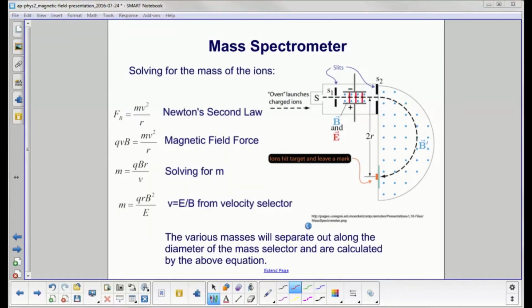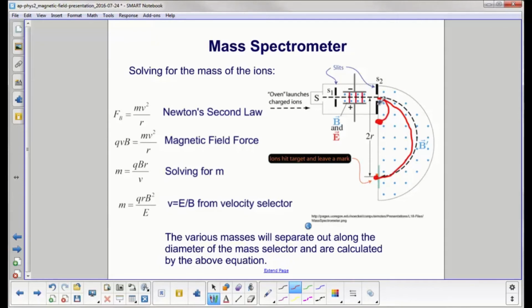Now it's time to solve for the mass of the ions. So let's just talk about the general concept here. We think that a lighter ion, when it hits the magnetic field, since it's very much lighter, will probably create a tighter circle. A heavier mass will be harder to deflect. So we think it should take a longer time, longer distance before it hits here.